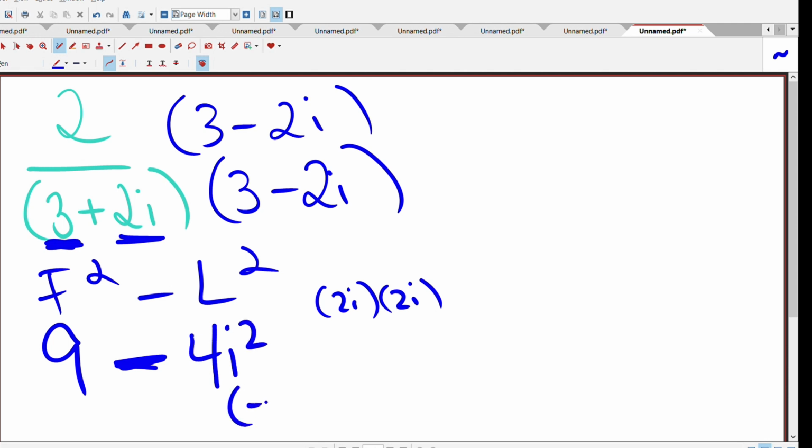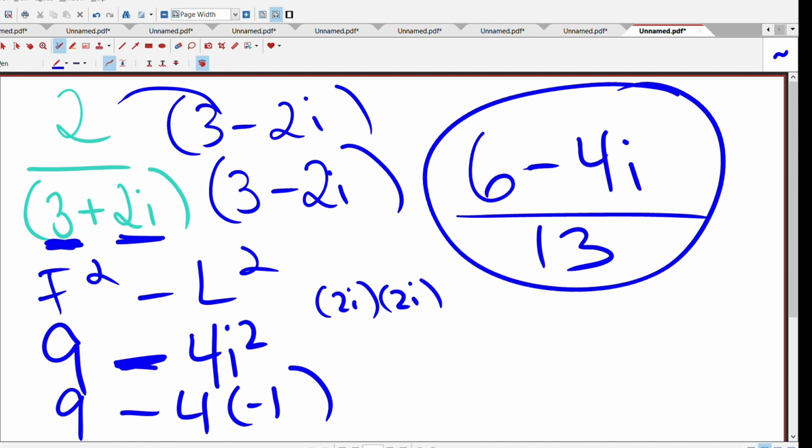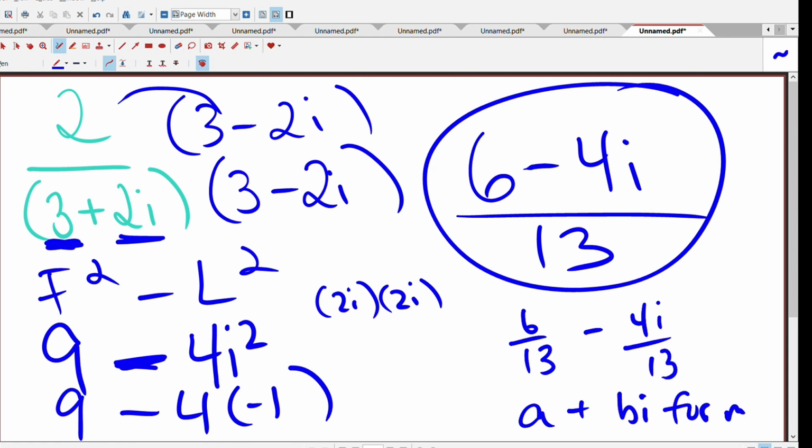Now, i squared is -1. So 9 minus 4 times -1. So it actually becomes 9 plus 4, which is 13. Now on top, you have to distribute 6 minus 4i. And here, the 13's prime, there's nothing to divide it by. You just leave it like that. Maybe they separate it because if they want it in a plus bi form, that's the a part and that's the imaginary part. One more.